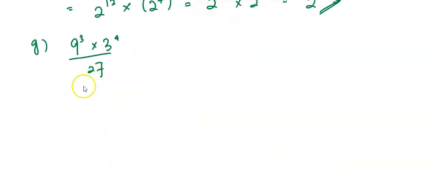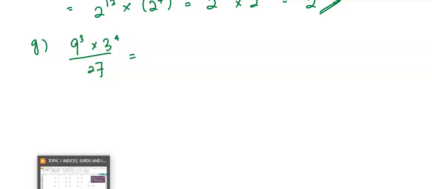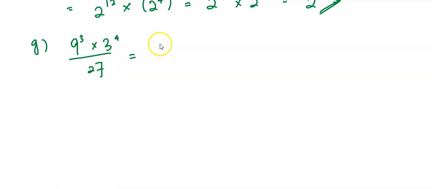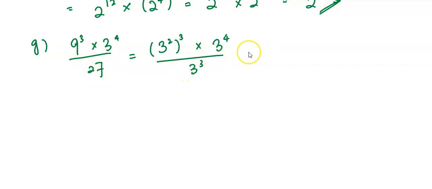For the question G, you can see that those are index numbers 9, 3, 27. Actually, they can be written in the simplest base, that is 3. So the 9 power of 3, now I will rewrite it as 3 power of 2 and power of 3. Multiplied by, this is already in the simplest base, that is 3, we just copy it down. And 27 can be written as 3 power of 3.